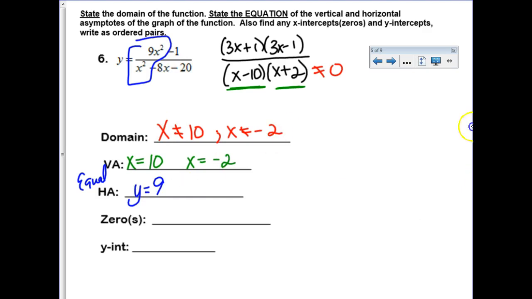And then for x-intercepts, also known as zeros, remember x-intercepts would be after you factored and looked for canceling that you set your numerator equal to 0. So that's pretty nice and easy. You get positive 1/3 and negative 1/3.